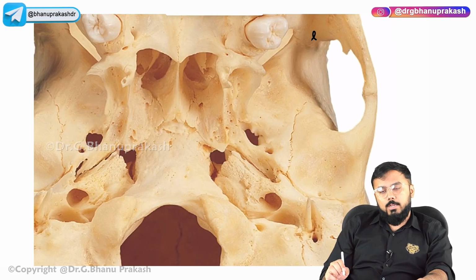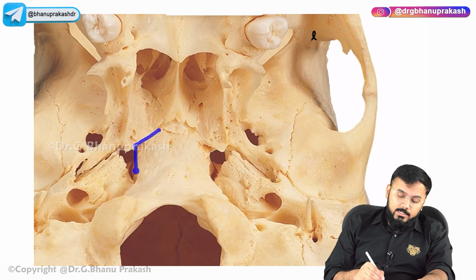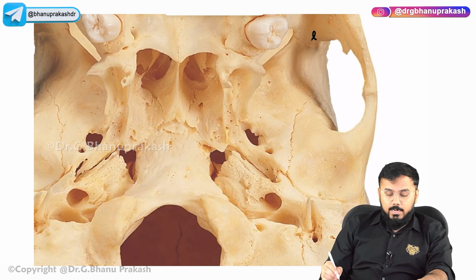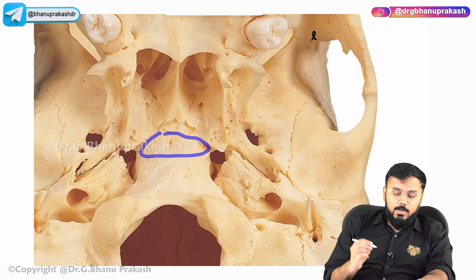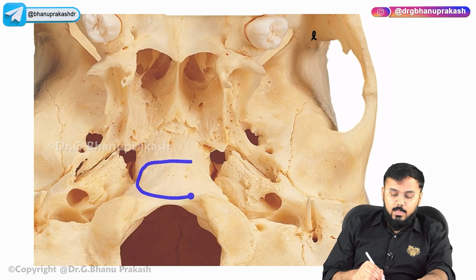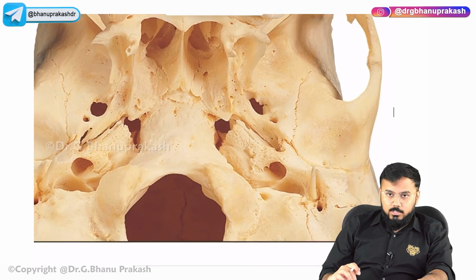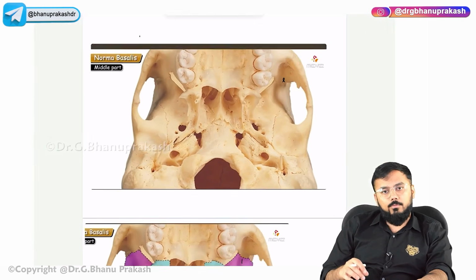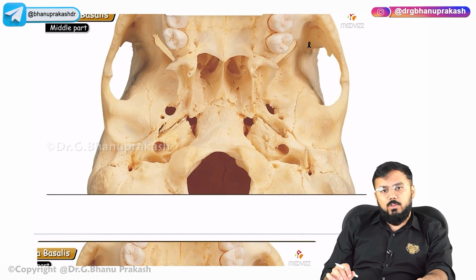Next, just beneath that you see this part. This part is called the rostrum of the sphenoid. Next, this entire body, if I divide it into two parts, this upper part is called the body of the sphenoid. This is the basal part of the occipital bone. So this is one very important thing.